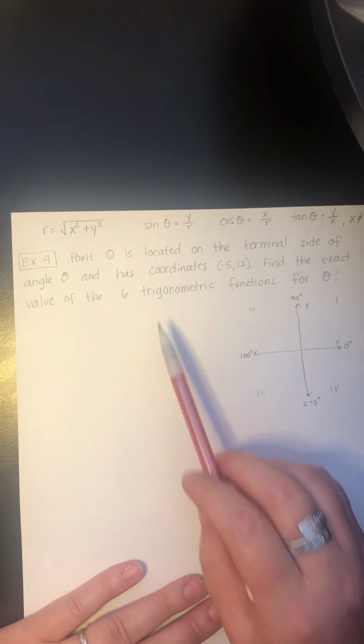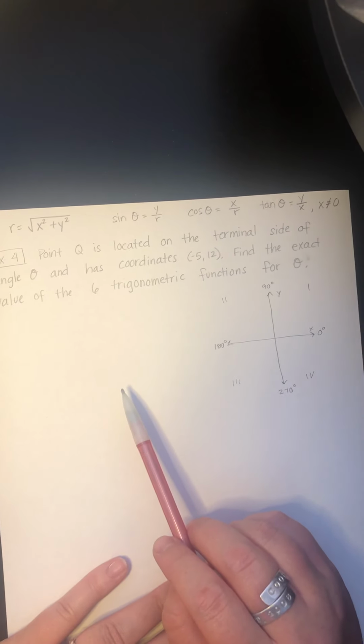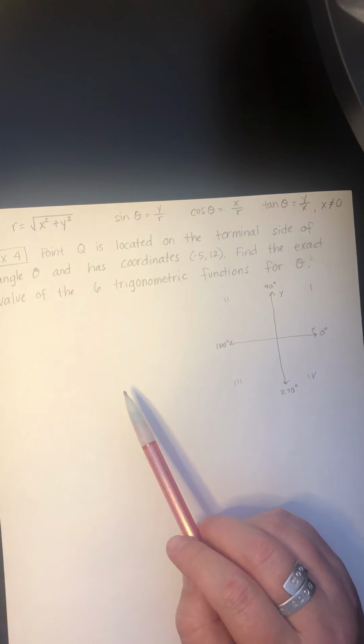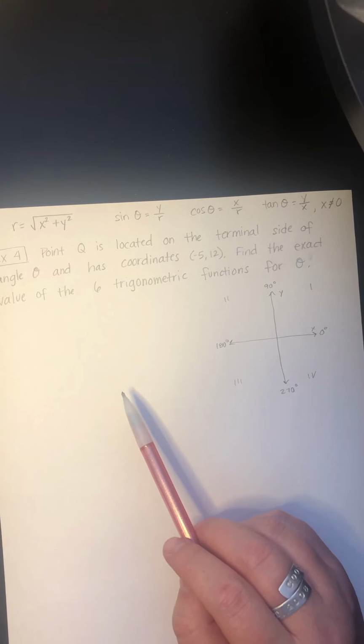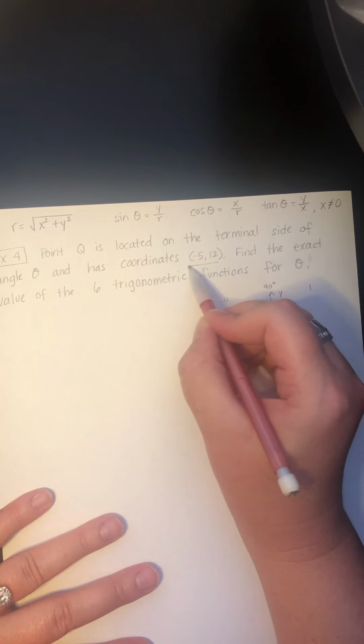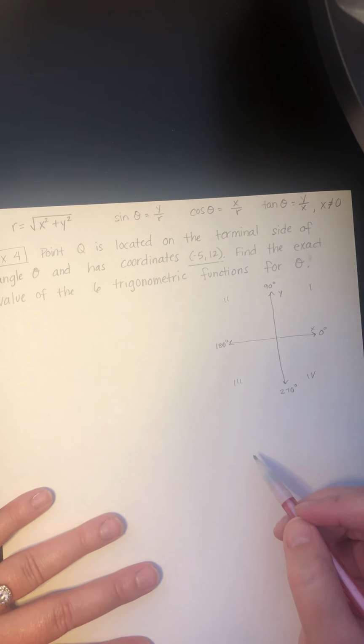So first, it says point Q is located on the terminal side of angle theta and has coordinates -5, 12. Find the exact value of the 6 trigonometric functions for theta. So first thing you want to do, it gave you a coordinate, -5, 12. You want to find that.